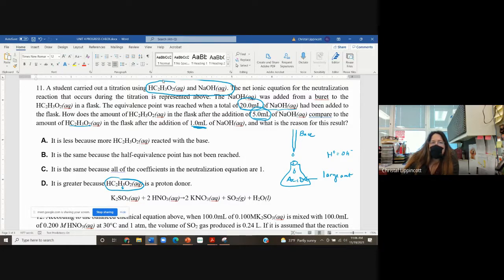Okay. It is the same because all the coefficients are 1. That doesn't make any sense. It's at the half equivalence point. You guys don't even know what that means yet, but it makes sense that we're not there yet. If we needed 20 mils, the half equivalence point would be 10. Okay. So that doesn't make sense. And then this one's the only one left. It is less because some of this reacted with the base.